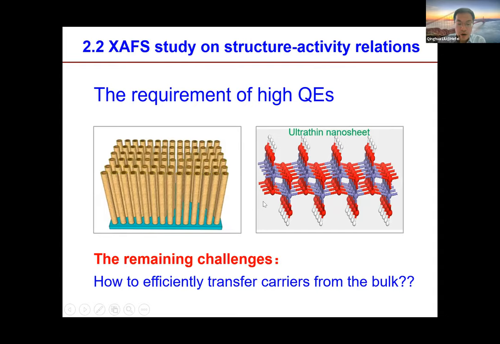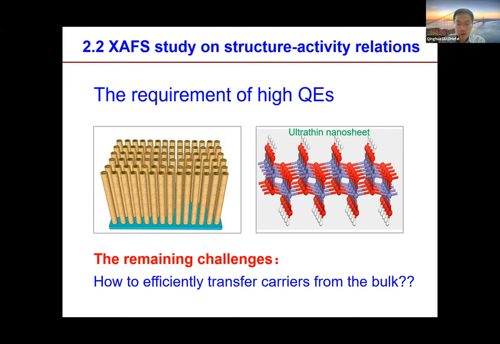Okay, all the above works are in-situ XAFS studies. In the following, I will present some typical studies on the structure-activity relationships by using ex-situ XAFS in the field of photocatalytic and photoelectrochemical water splitting.